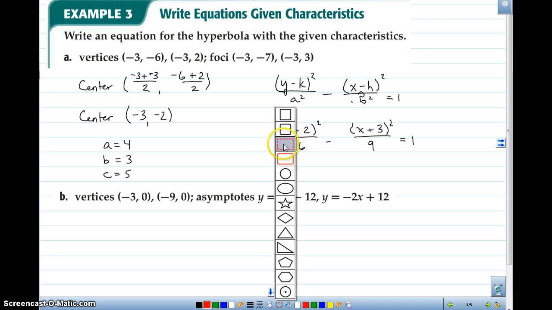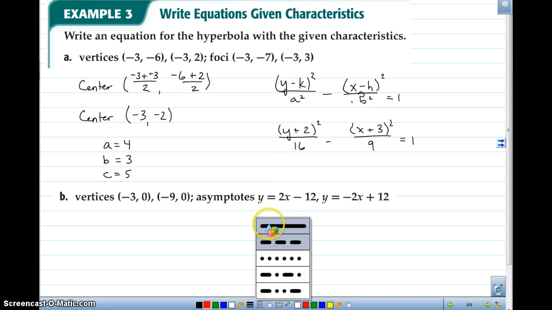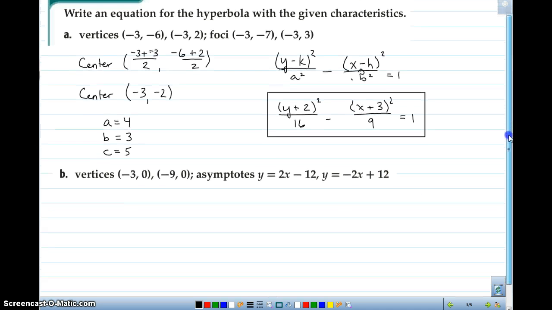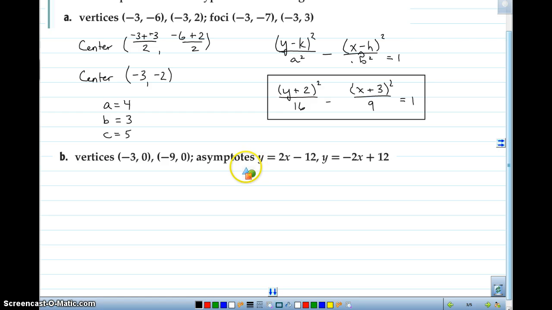So that is our solution. Okay, let's see if they give you a different type of characteristics. What if they gave you the asymptotes and the vertices? Okay, so the first thing we need to do, again, is find your center.